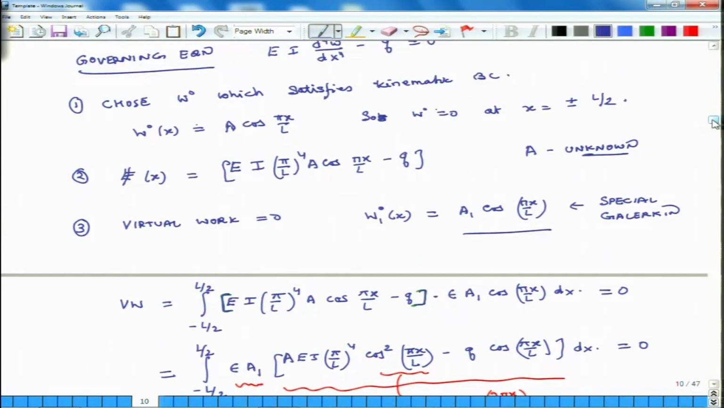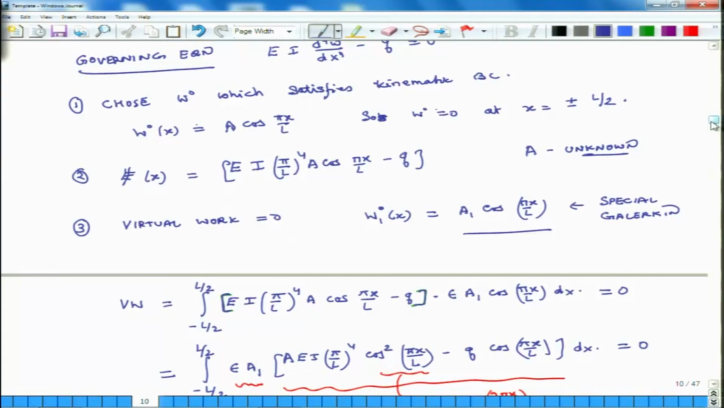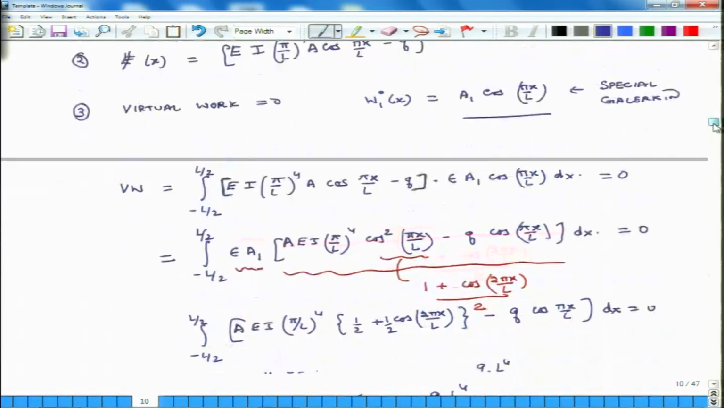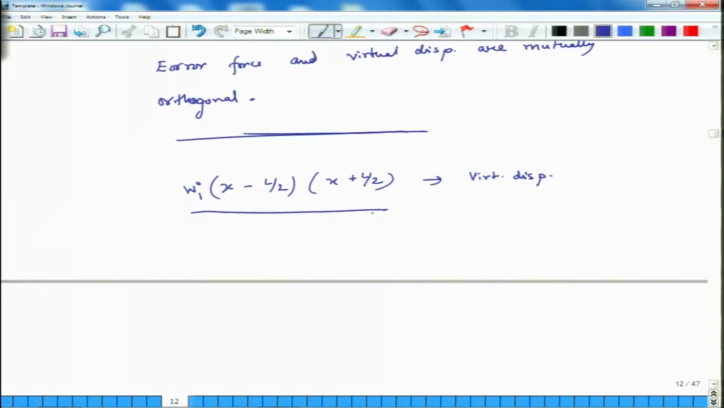Because in the general Galerkin method the virtual displacement function and the actual displacement function are not the same. In the special Galerkin method they are the same. So, it requires less effort and less thinking, but I could have used other virtual displacement functions also, and there are all sorts of functions I could have used, okay. So, in this case this would have been the case of the general Galerkin method.